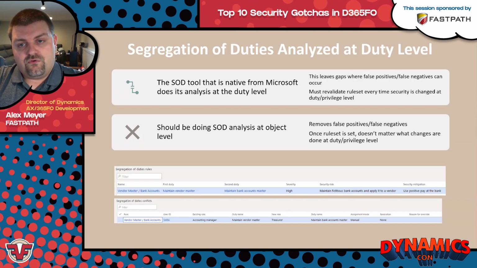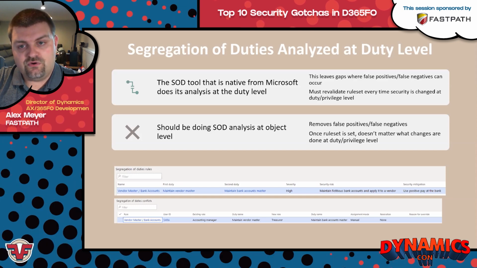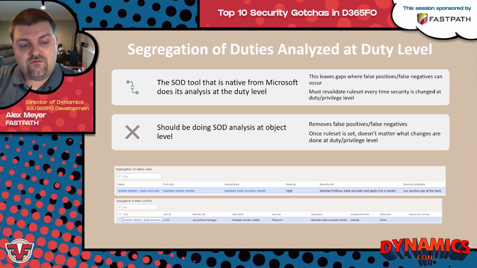And again, this is one of those areas where that seems like a good idea when you're first looking at it, but then when you really start digging into it and you start getting into security, you know that there are privileges underneath those duties, there are objects underneath those privileges. And so the idea of doing your segregation of duties at the duty level leaves a lot of gaps where you can have false positives or false negatives.